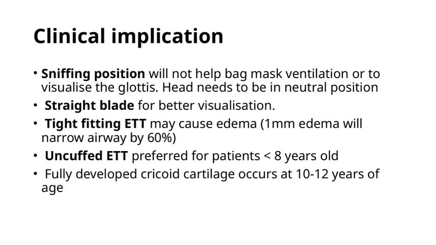For younger children, especially those under 8 years old, an uncuffed ETT is generally preferred. This is because their cricoid cartilage, which forms a natural seal, is not fully developed until about 10 to 12 years of age. Once fully developed, cuffed tubes can be used more safely.